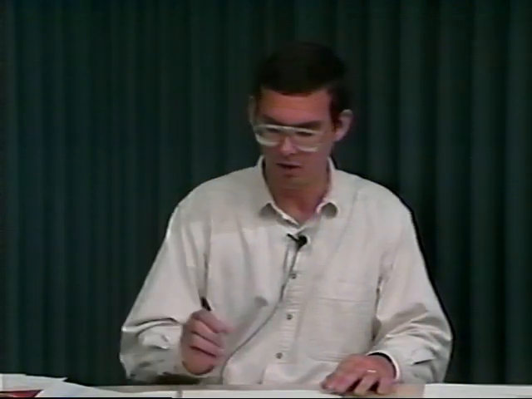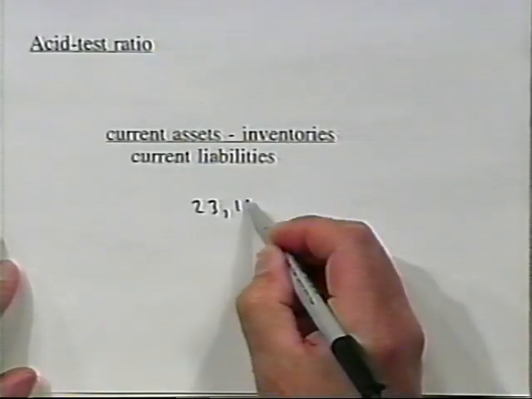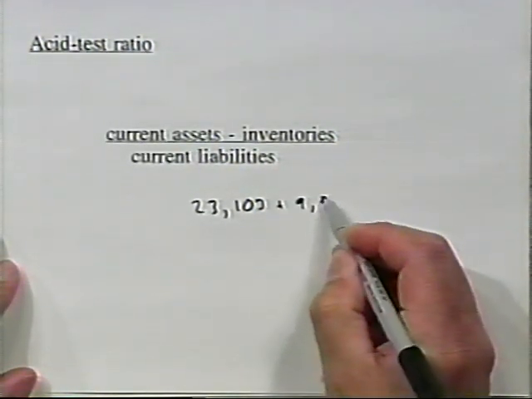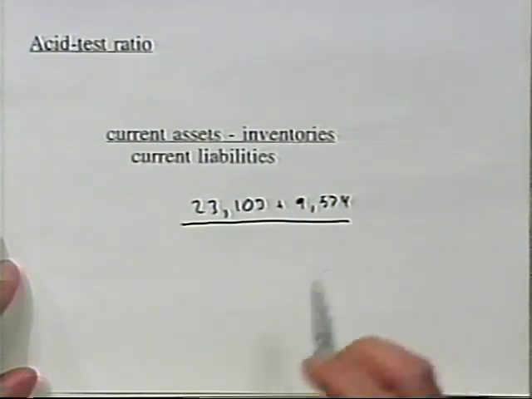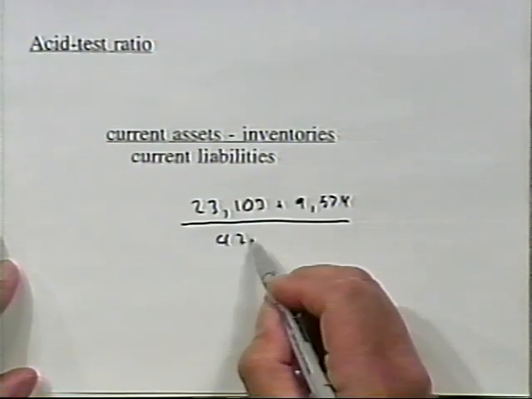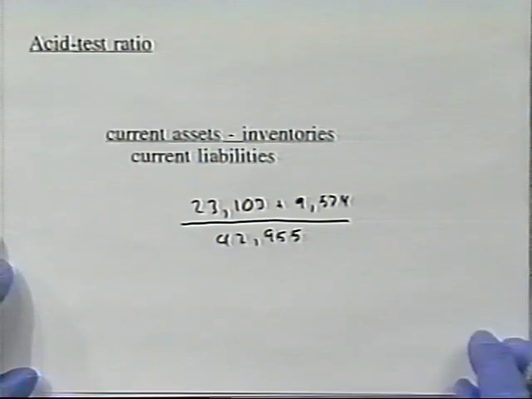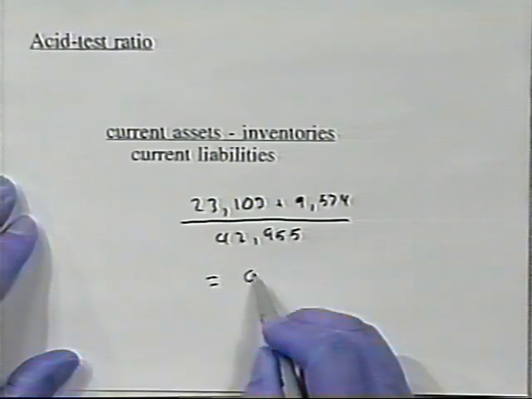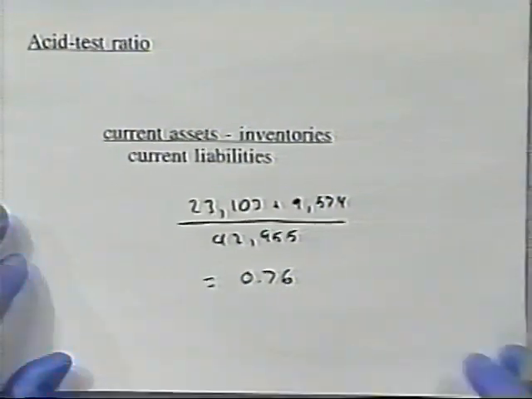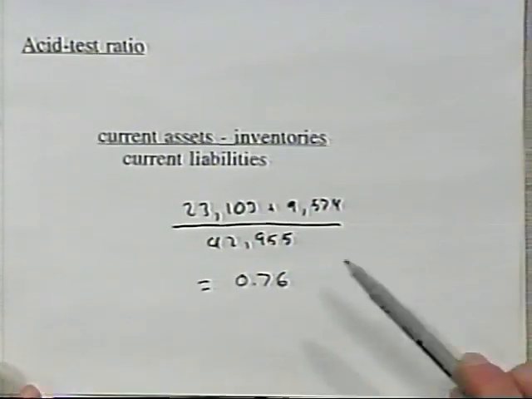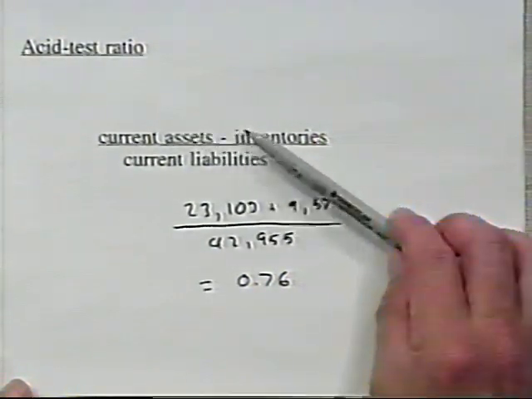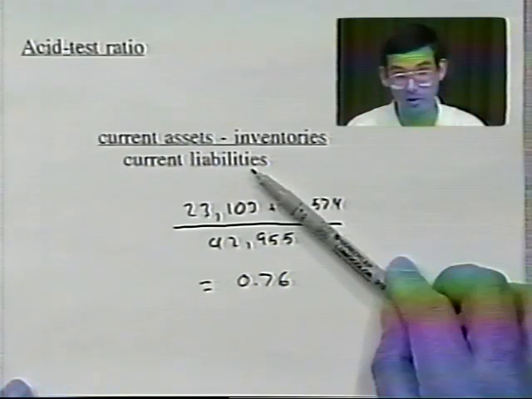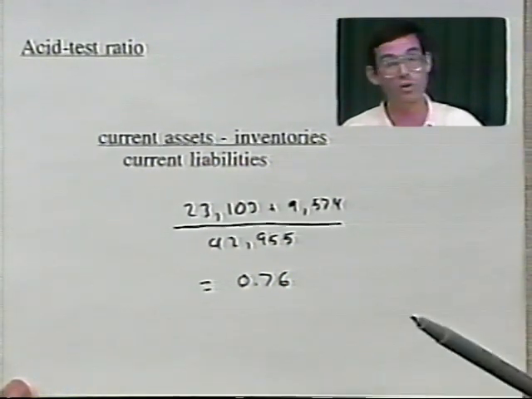So we're looking at the $23,103 cash plus $9,574 accounts receivable divided by the current liabilities of $42,955. And the figure there is 0.76. Here, the figure of 1, having your current assets minus inventories being equal to or exceeding your current liabilities, is a target to aim for, and we don't have that.